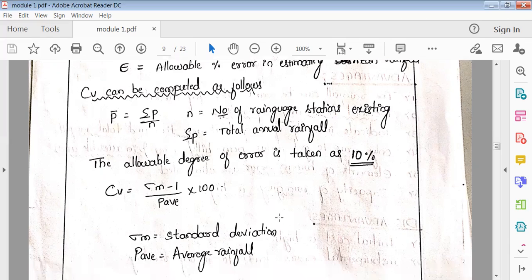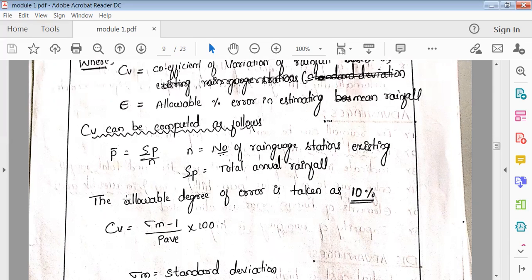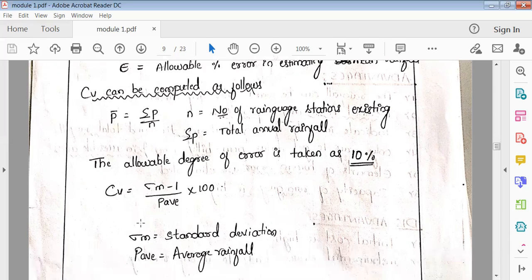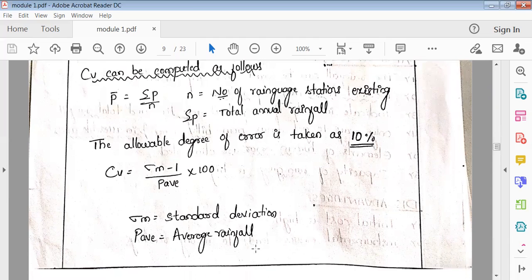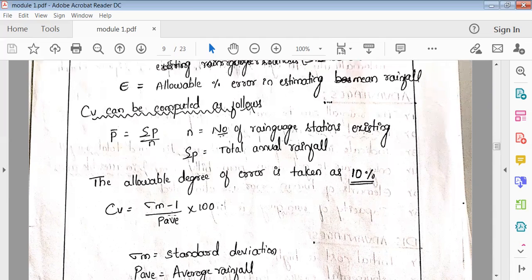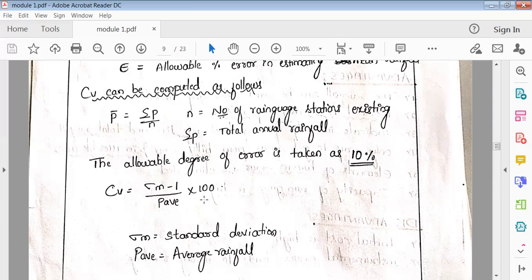And so now we have this formula to calculate CV, that is the coefficient of variation of rainfall, which is equal to sigma (n minus 1) divided by P average into 100, where sigma is the standard deviation. Okay, standard deviation divided by average rainfall. So as of now, it is good to understand the formula. We'll be solving a problem on it, then it becomes easy to understand.